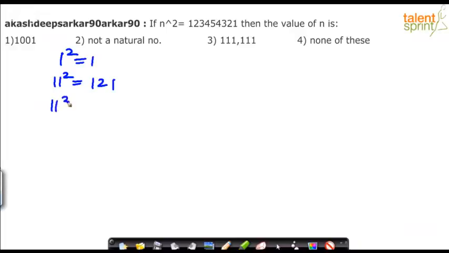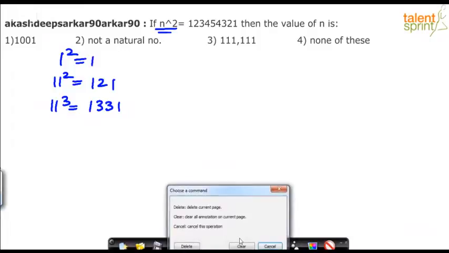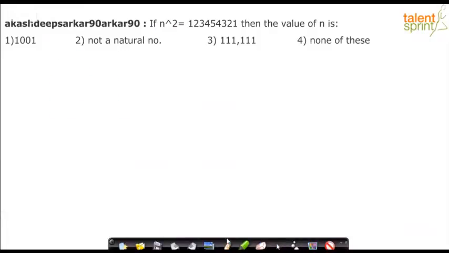No, I think I was looking at this pattern, but he's fixed n square. This 1331, right? So what will help us? N square is 1, 2, 3, 4, 5, 4, 3, 2, 1 in the value of n. You can go by options, but the problem is the fourth option is none of these.